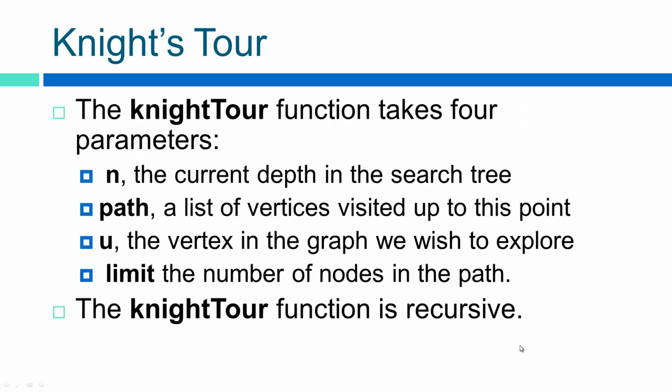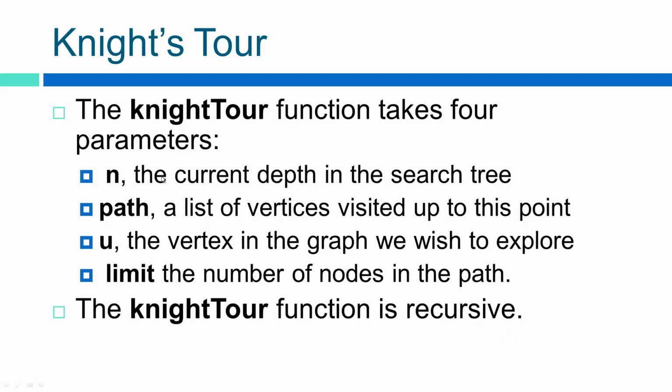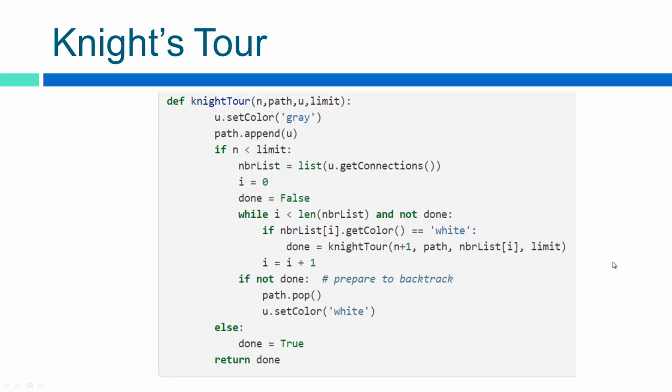So the Knight Tour function, which is actually here on the next slide, is going to take 4 parameters. n, which is the current depth in the search tree; path, a list of vertices visited up to this point; u, which is the vertex in the graph we wish to explore; and then limit, which is the number of nodes in the path. And you should note that the Knight Tour function, in this case, is recursive. So let's go ahead and explore it a little further in depth.